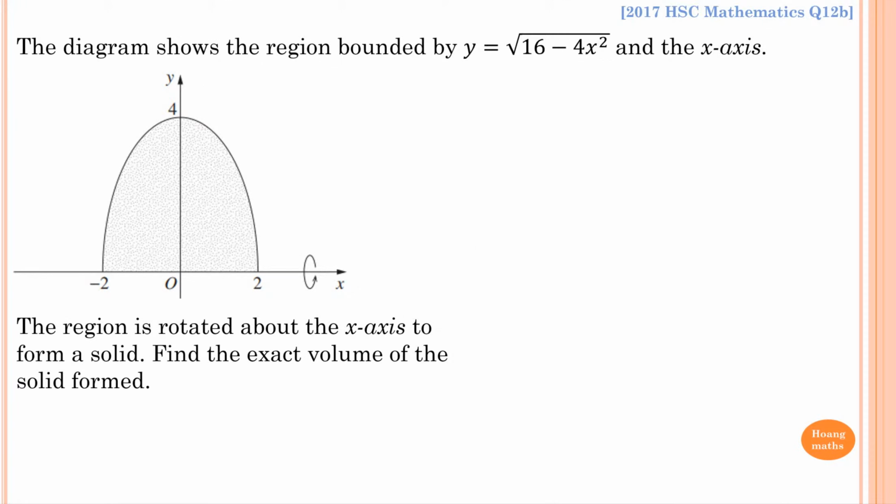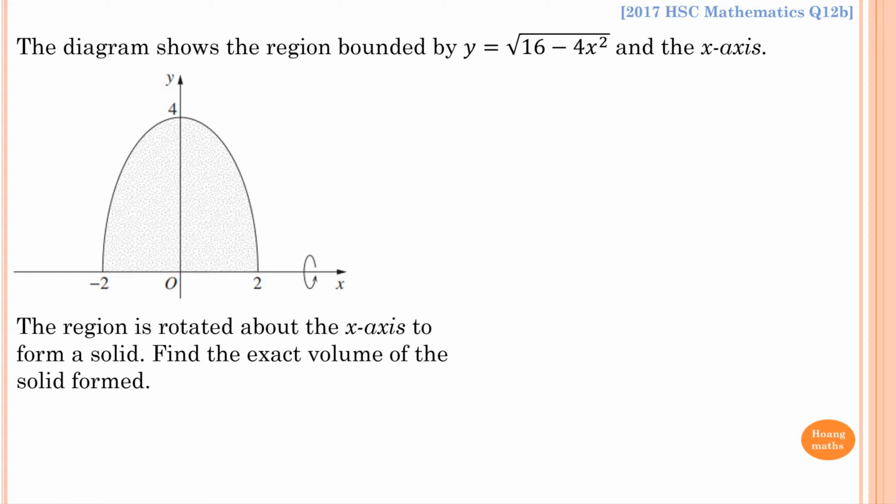The diagram shows the region bounded by y equals the square root of 16 minus 4x squared and the x-axis. The region is rotated about the x-axis to form a solid. Find the exact volume of the solid formed.